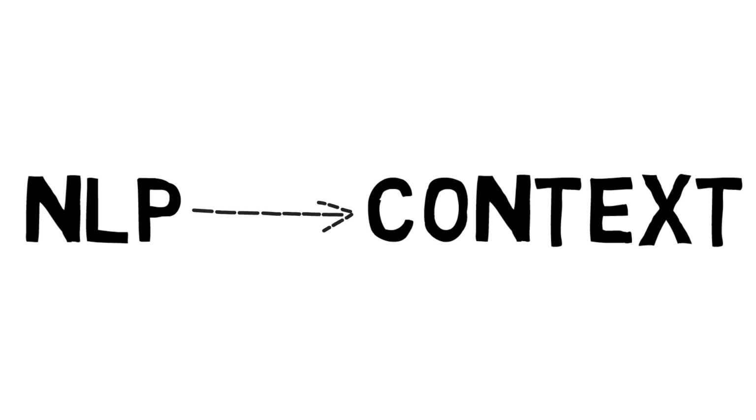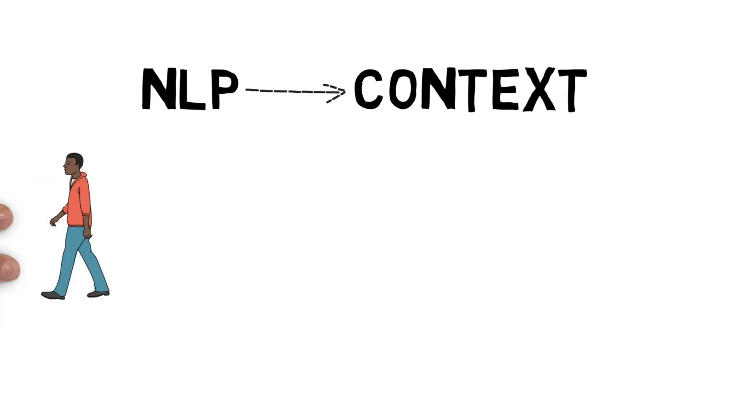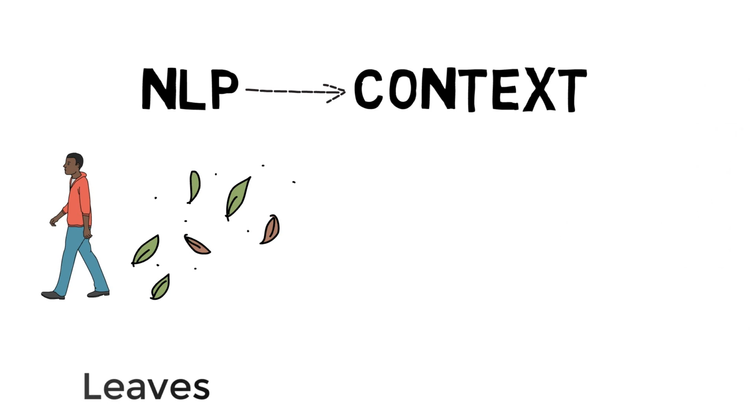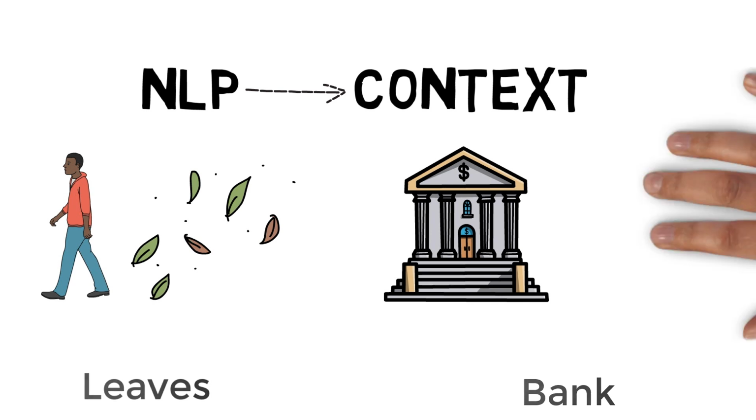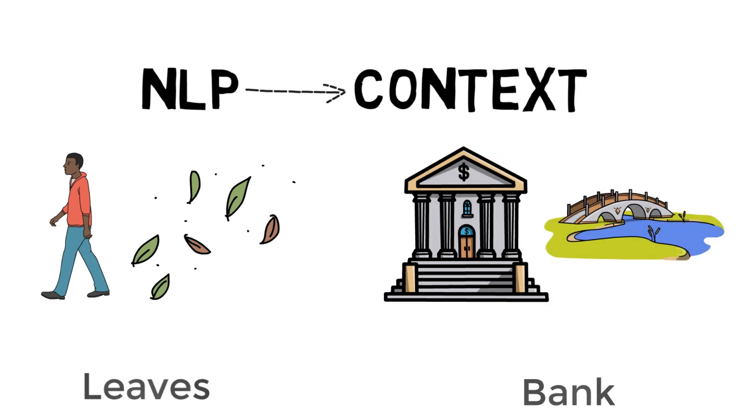While an ancient computer might have been confused as to whether the word "leaves" is referring to the act of exiting a place or the plural of leaf, and whether the word "bank" is referring to a building that stores money or the land next to a river, a computer powered by NLP will see the fact that "leaves" in this context has to be a verb and not a noun.